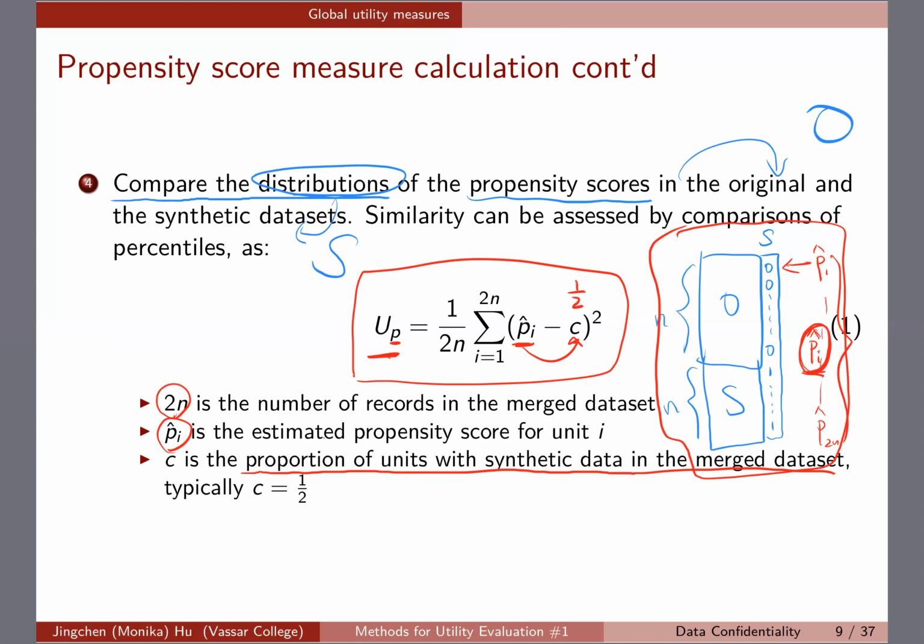So this C is 1/2. We're going to use that for this case. And the lower this U_P, the higher the similarity between the two, and then the higher the utility.